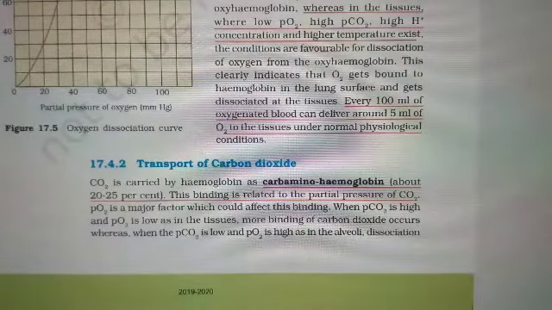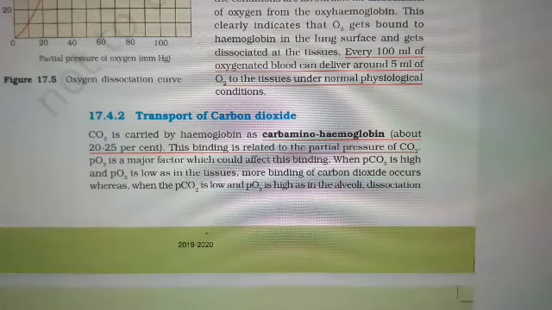In which form is carbon dioxide transported after catabolic pathways at the tissue level? That is carbaminohemoglobin, 20 to 25%, and the binding is related to the partial pressure of CO2, which plays a major role. Partial pressure of CO2 is high and partial pressure of oxygen is low in the tissue area, so more binding of carbon dioxide occurs, whereas partial pressure of CO2 is low and partial pressure of oxygen is high in the alveoli area. It is exactly opposite. So we need to remember and observe the partial pressures of oxygen and CO2 in the tissue area as well as the lungs.